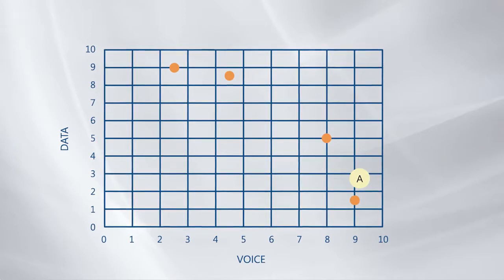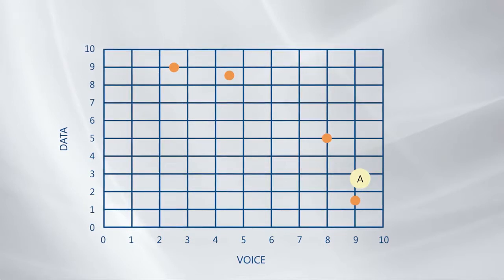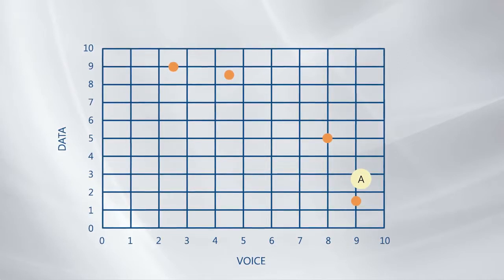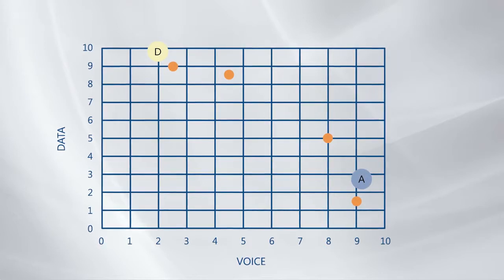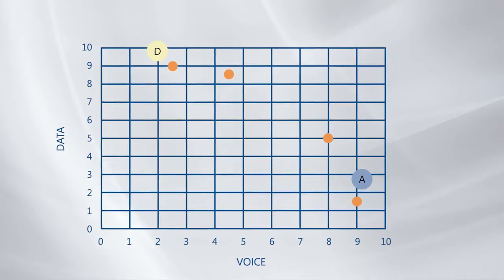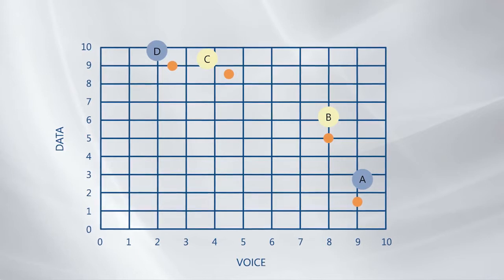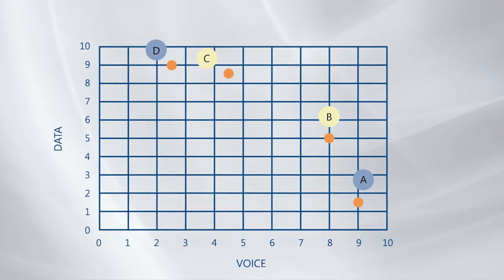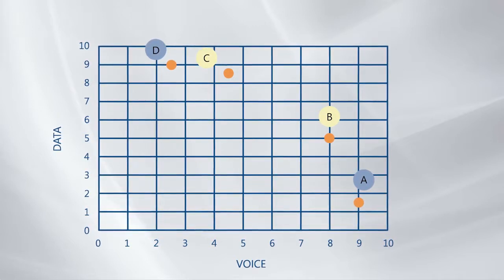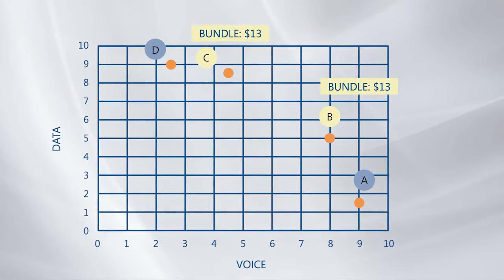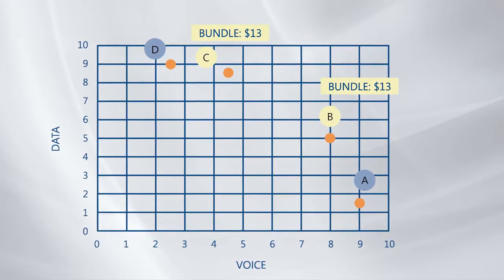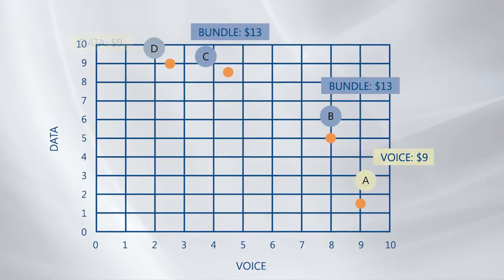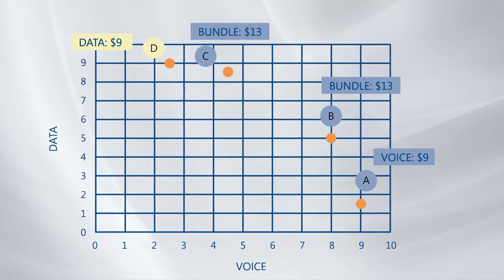We see essentially three different customer segments. We see one customer really valuing voice but not really caring about data. At the other extreme, we see one customer really caring about data but not really caring about voice. And we see two remaining customers who seem to have a more balanced preference for voice and for data. So logically, we would say, why don't we try to sell the bundle to the balanced preference customers and try to sell the voice plan to the customer who really cares about voice and the data plan to the customer that really cares about data.